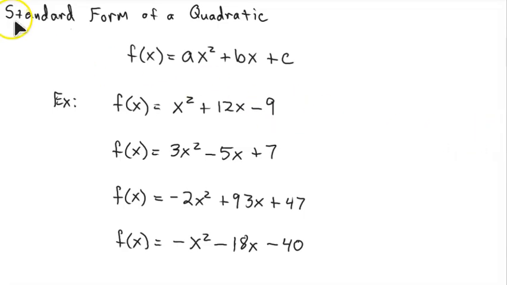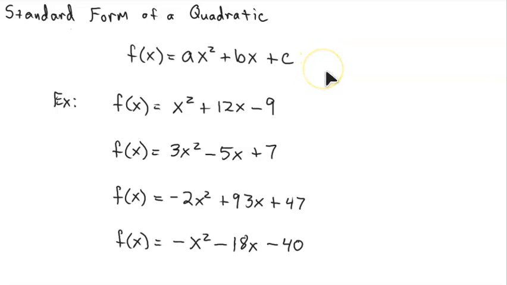Let's now look at the standard form of a quadratic. Remember we mentioned in the introduction video that the standard form of a quadratic function is just another way of writing the same quadratic function. Standard form of quadratic, you're already familiar with it, I think, and it takes the form f of x is a times x squared plus b times x plus c.